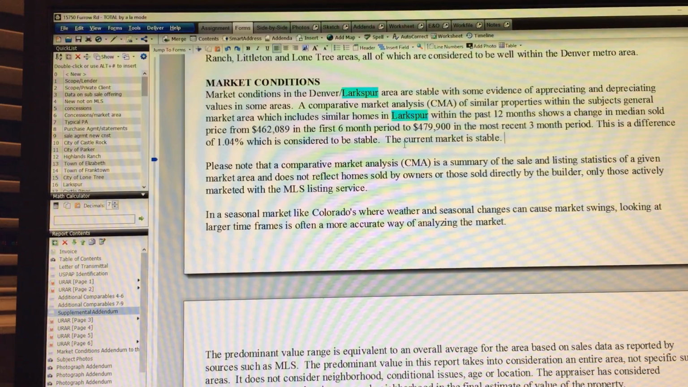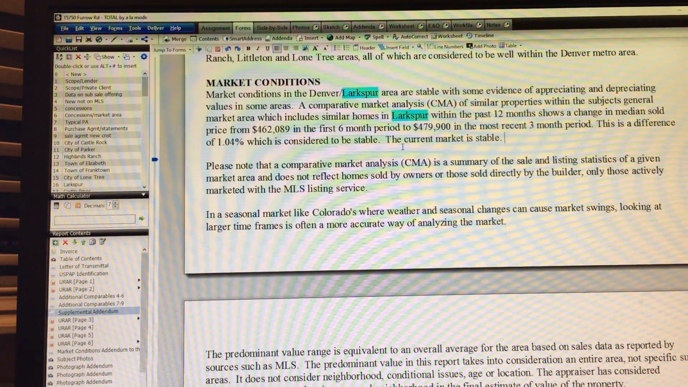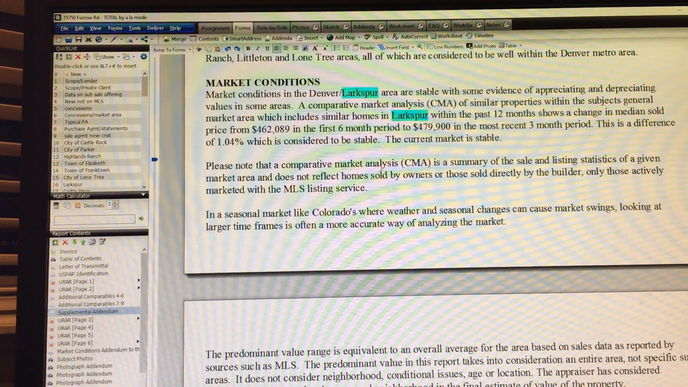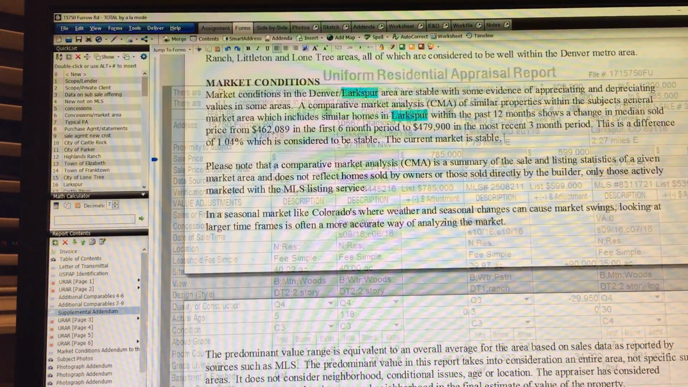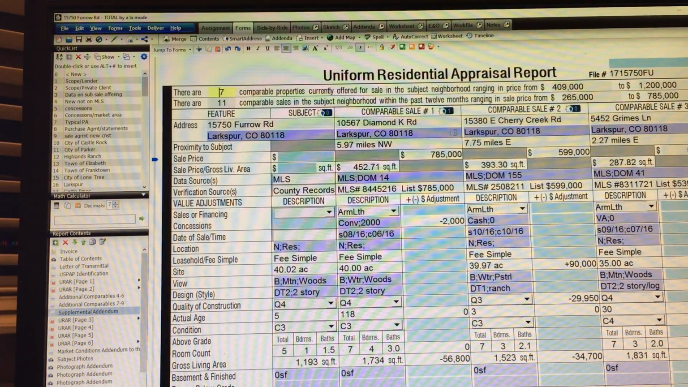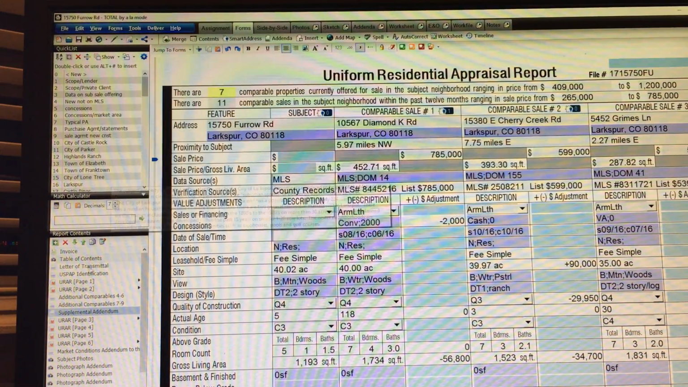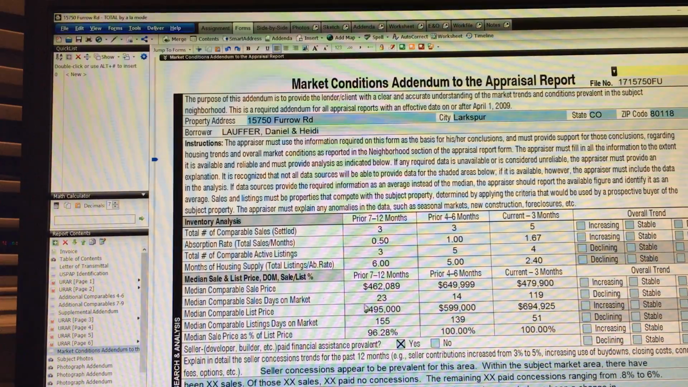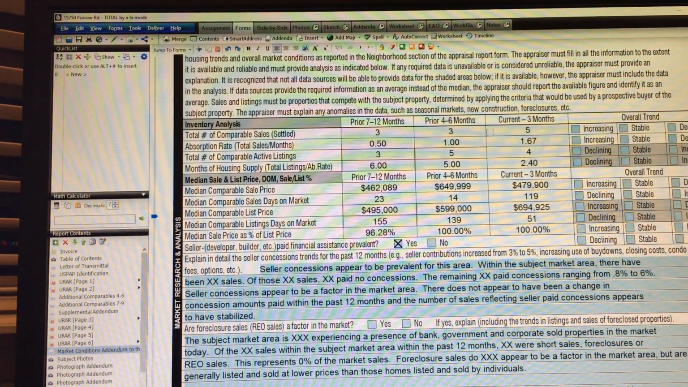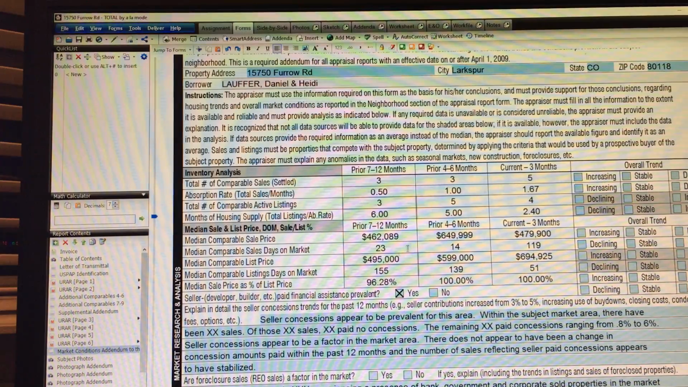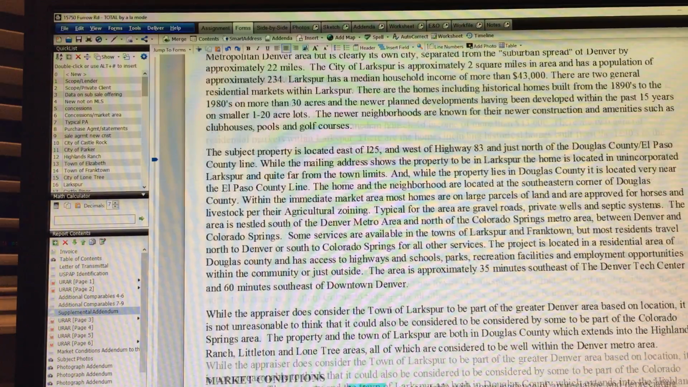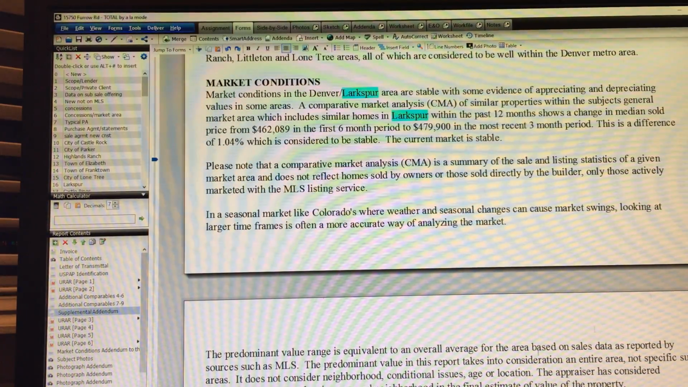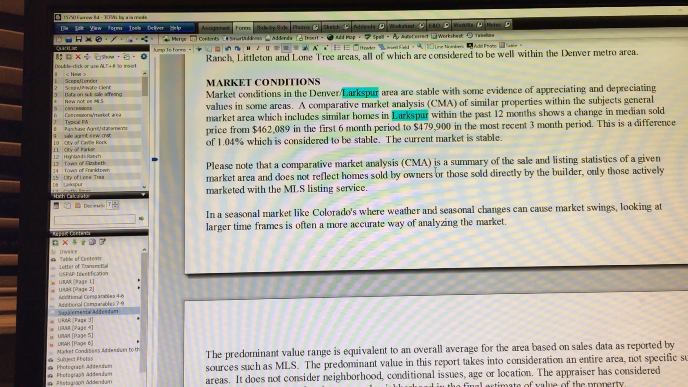This information is explained here in the addendum, but we also see this market conditions information right here at the top of page 2. This all has to tie together, and we also see it in the market conditions addendum. So it's important that the information in this form is congruent with what is in the market conditions section of the addendum. Those things have to be the same.